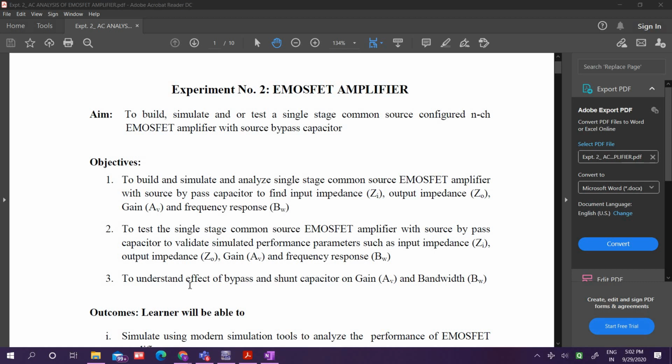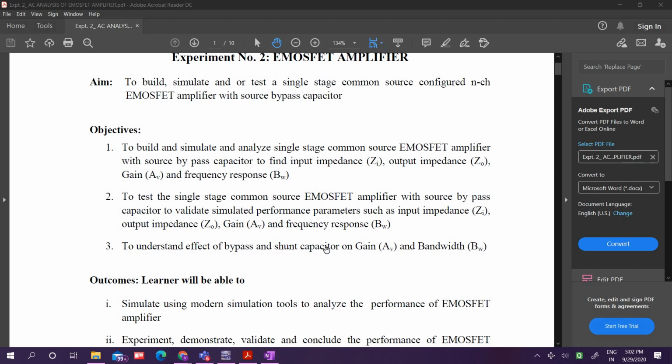The second objective is what? Again we have to build this MOSFET circuit without the source bypass capacitor and check its parameters. We have to compare the parameters of each, with bypass and without bypass. Again we have to check the frequency response with and without bypass, and if we consider the shunt capacitance at the output side, what will be the effect of the shunt capacitance on the gain or on the bandwidth. So one by one we can obtain these objectives.